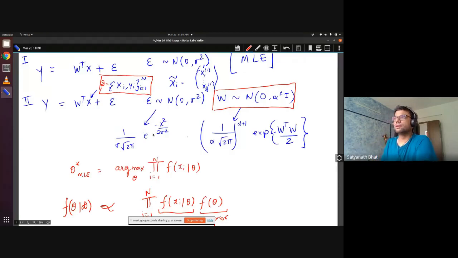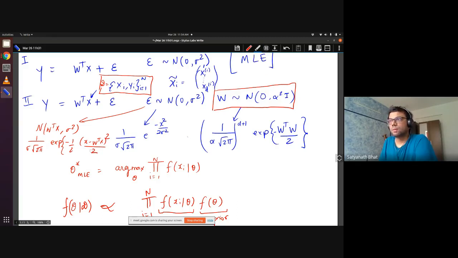Here, one thing is that you have a W transpose X as a factor that will displace. This is for 0 and sigma squared. So for normal W transpose X plus sigma squared, what you will have is 1 over sigma square root 2 pi e power minus half x minus W transpose X whole squared by 2. Sorry, this 2 is already taken by sigma squared.